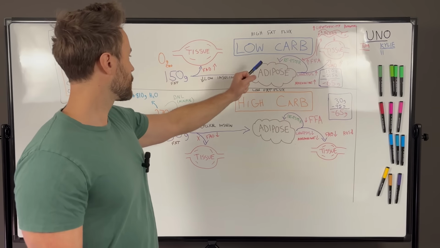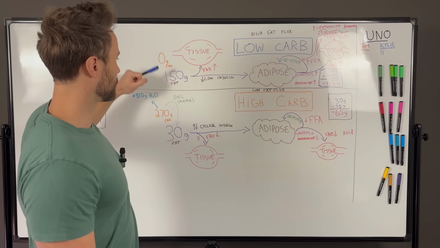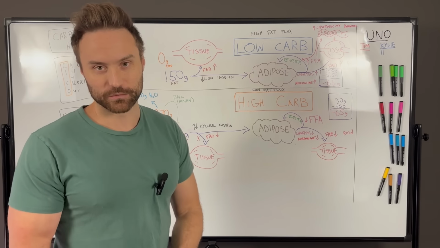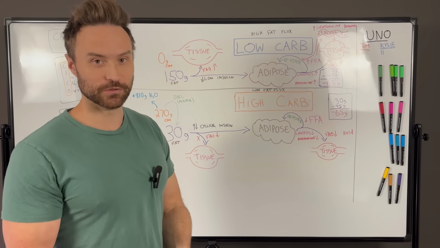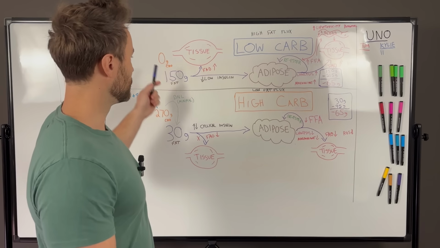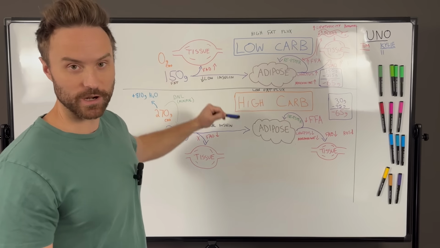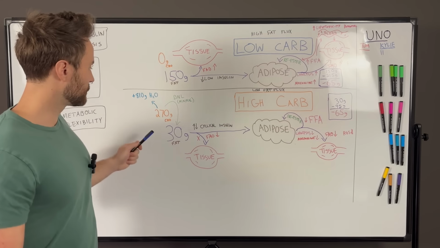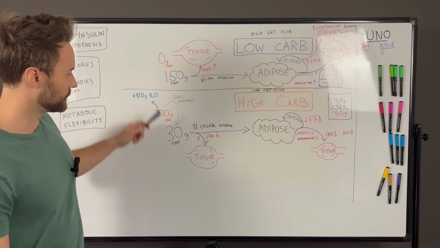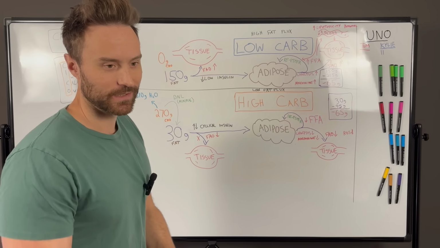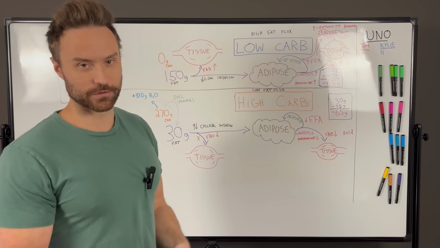So in the low-carb state, we have 0 grams of carbs, 150 grams of fat. 0 grams of carbs is not 100% practical in the real world, but it is possible. Some people do that. But the main point of this is just to show that you have a lot of fat coming in with minimal carbohydrates. Whereas on the high-carb side, we have 270 grams of carbs and 30 grams of fat. So I never really put fat at 0 because you do need some fat in your diet. It is an essential nutrient.